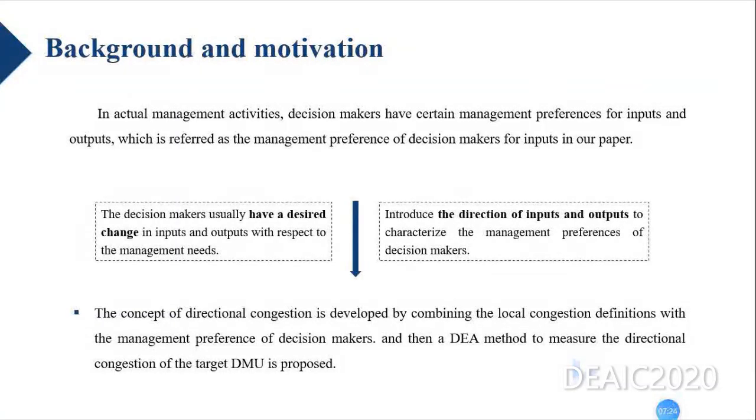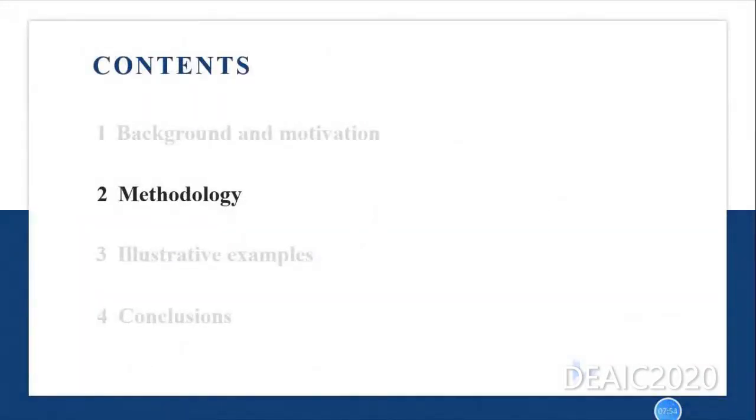So, building on our theoretical contributions mentioned above, we will develop the concept of directional congestion to identify congestion when the management preference of decision makers exists in real production. Our study aims to deal with these 3 issues on congestion. Now, with these issues, I will present the methodology part of our research.